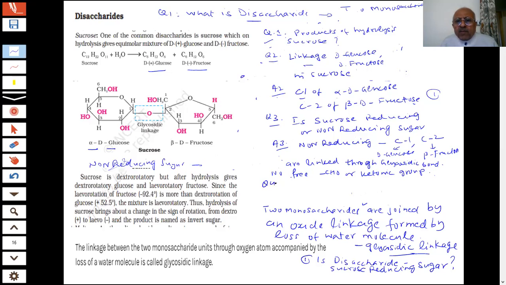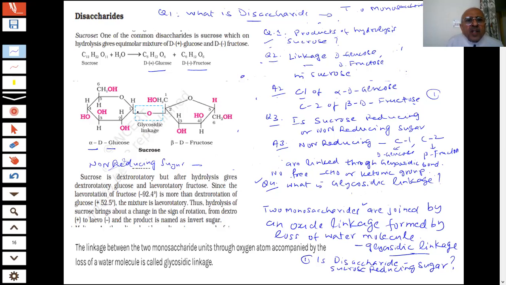Question 4. What is glycosidic linkage, students? You have 30 seconds to answer the question fast. Important question, it has been asked many times. What is glycosidic linkage? When two monosaccharides are joined by an oxide linkage by the loss of a water molecule, what do you call this? Glycosidic linkage.